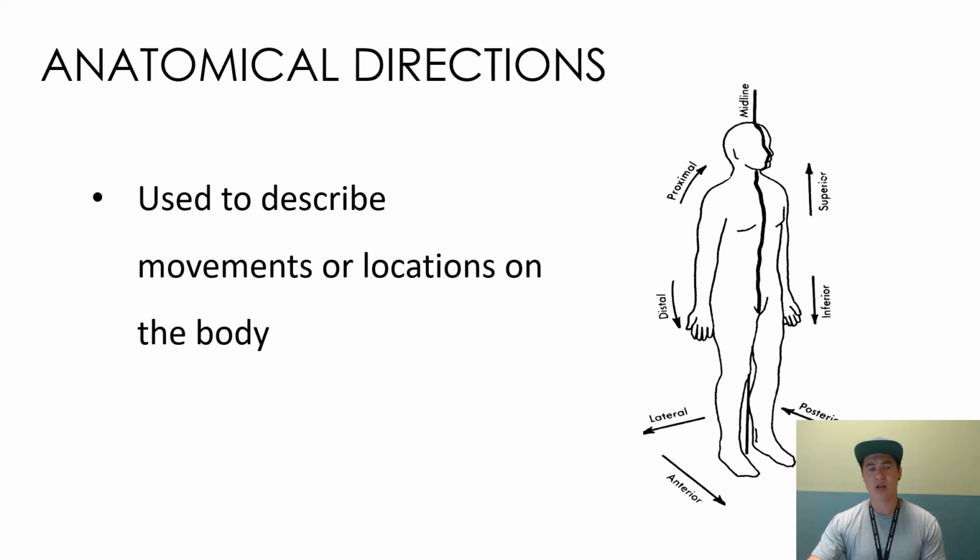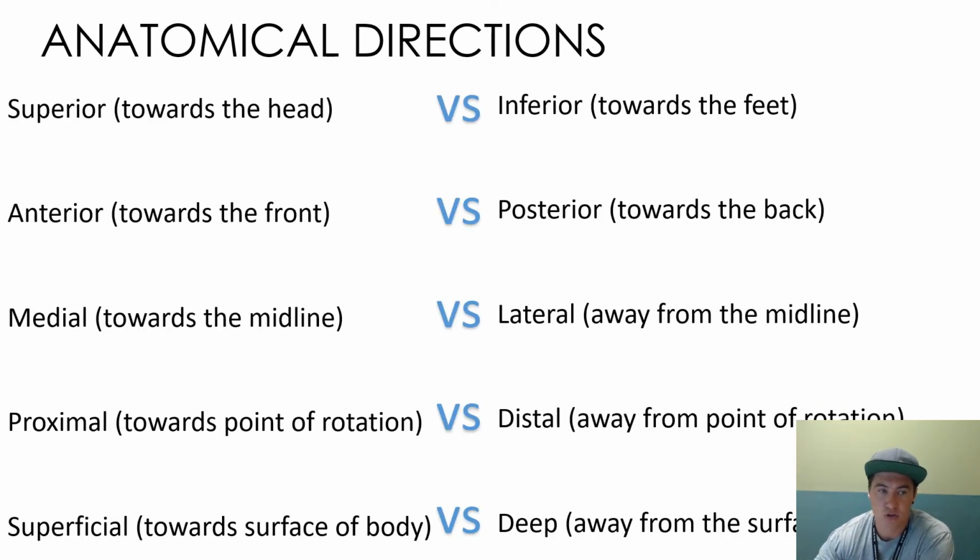Anatomical directions help us describe movements or locations on the body, and think of them as always being pairs. It's a bit like left and right, up and down. For one directional term, there will be the opposite version of it. So we will need to remember these. We've got superior, which is high or towards the head, and we have inferior, which is the opposite, towards the feet. Anterior is towards the front. Posterior describes towards the back.